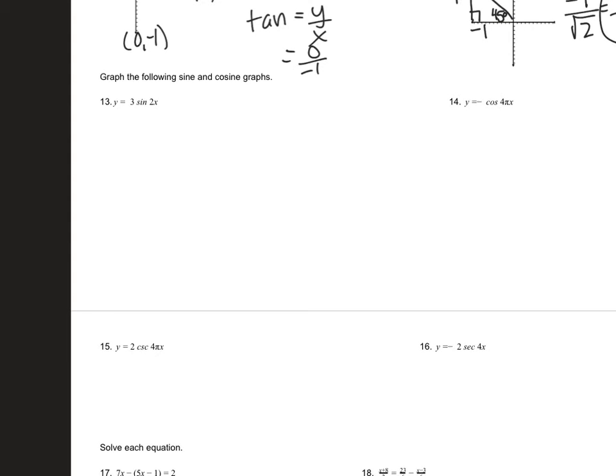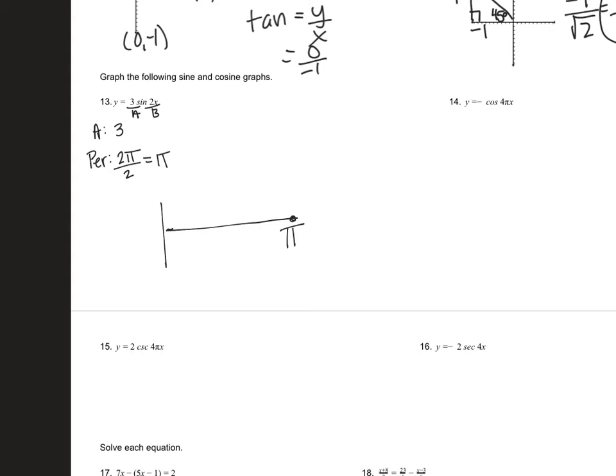So 3 sine 2x. All right, so let's find our amplitude, which is 3. Our period is 2 pi over b, which is 2. Remember, this is my a, this is my b. So my period is pi. Remember, when there's no phase shift, my period is my endpoint.